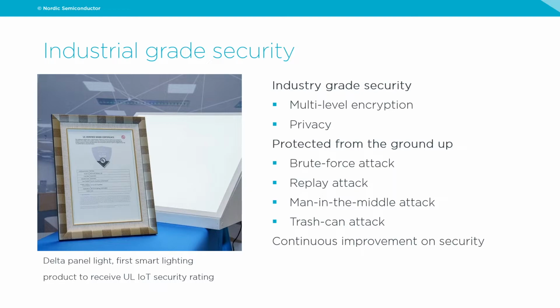And security is a continuous process. So on each release, we look in the Bluetooth SIG at how we can improve the security. So this is meant to be stable for the future. I picked an illustration here. It's a light panel from Delta. It's the first product to receive an IoT security rating from UL, which is a standards certification organization. So it means that this security is also recognized by certification bodies.